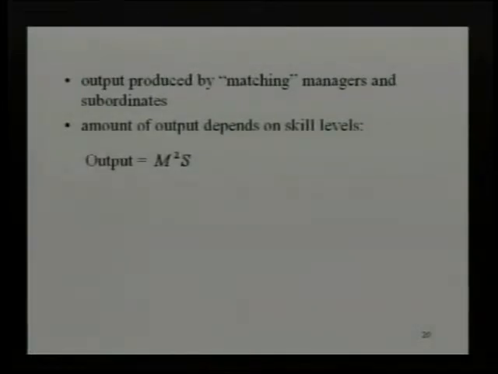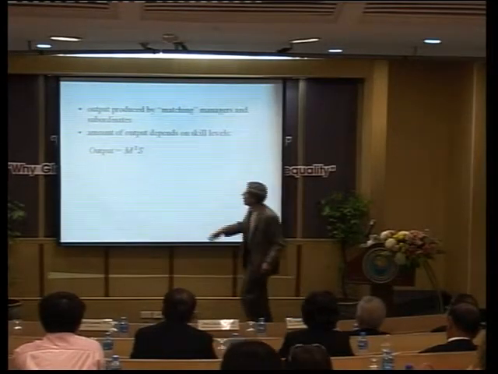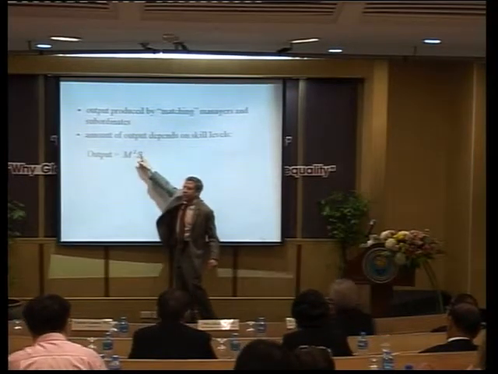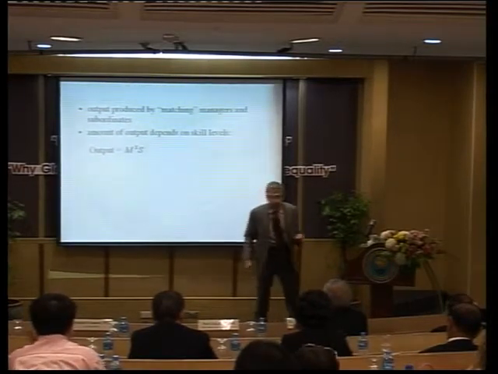Now, I'm going to use a little bit of math here. I hope this doesn't distress anyone. If it does, just close your eyes, because it'll all be over soon. But I'm going to suppose that output equals the skill level of the manager squared. Now, the reason for squaring the manager's skill level is just to get across the idea that output is very sensitive to the manager's skill, times the skill level of the subordinate. Output is not so sensitive to the subordinate's skill level.